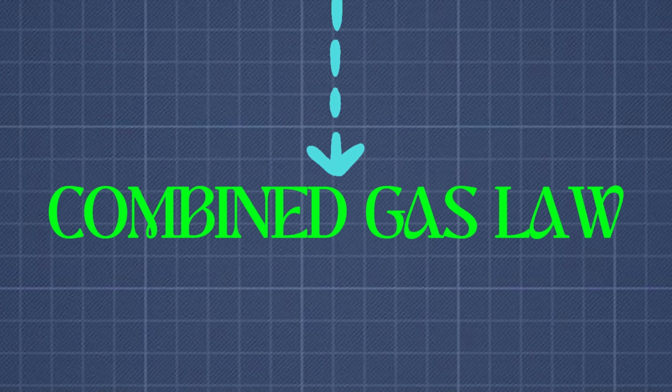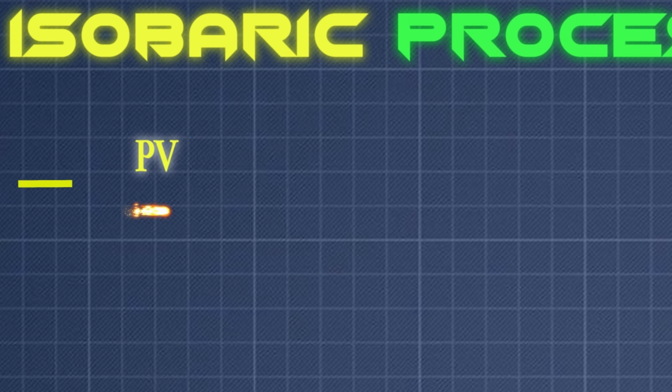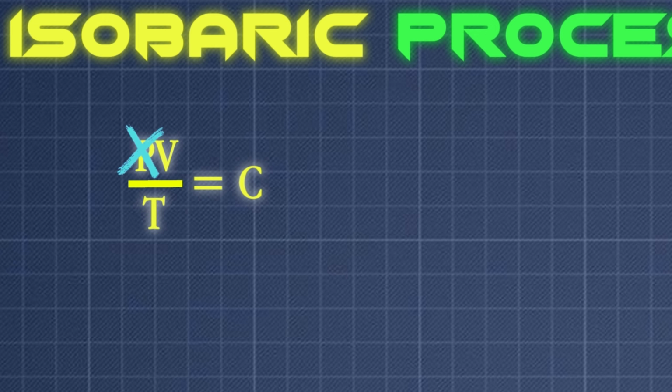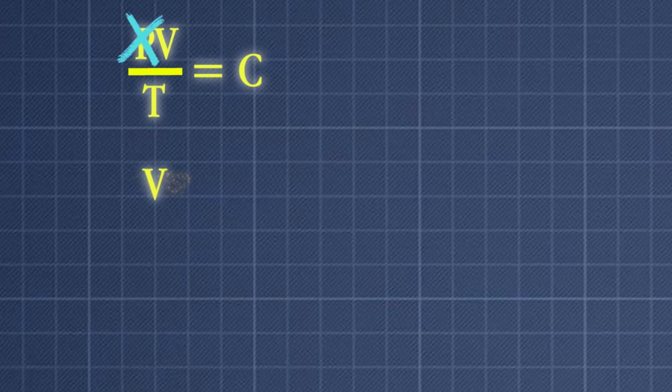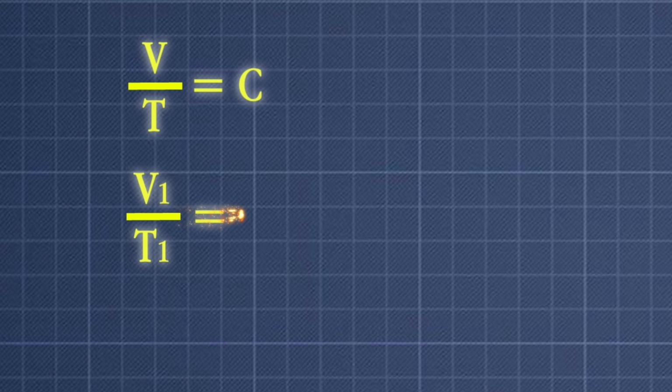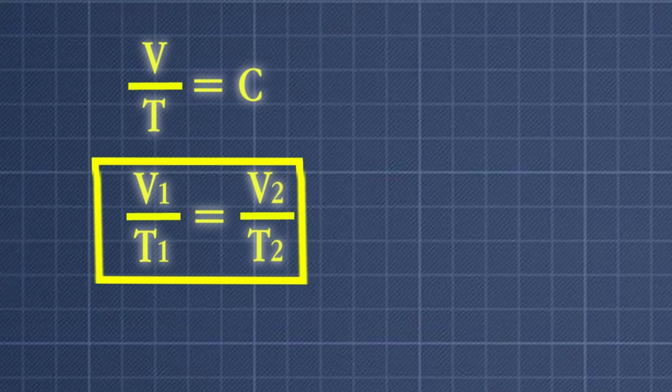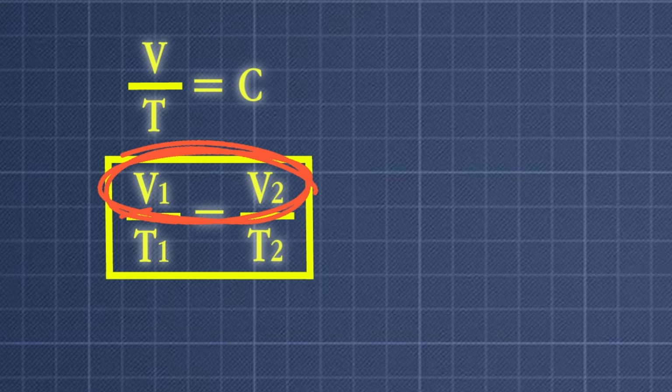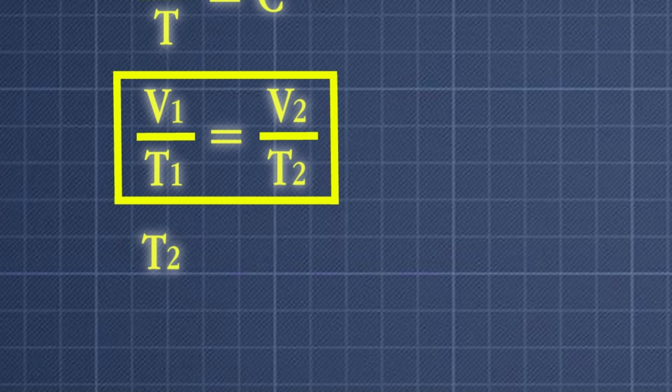For isobaric process formulas, lagi tayo mag-start sa combined gas law. So PV over T equals C. And since pressure is constant pag isobaric process, so matatanggal na yan. Ang matitira, V over T equals C. Okay? So magiging V1 over T1 equivalent to V2 over T2. Then pwede natin pagsamahin yung volume and temperature. So magiging T2 over T1 equivalent to V2 over V1.